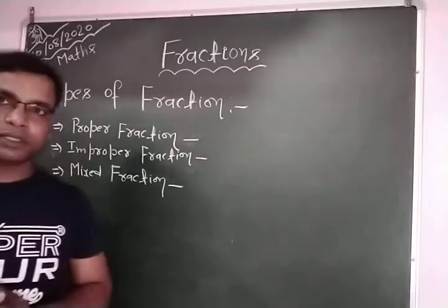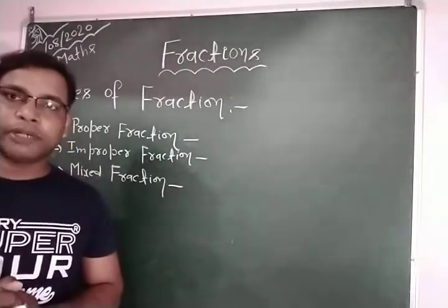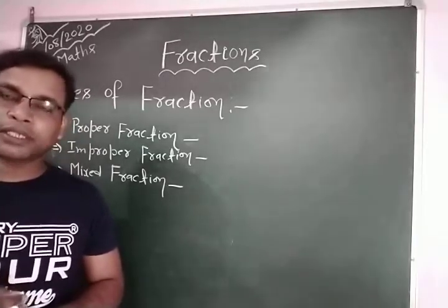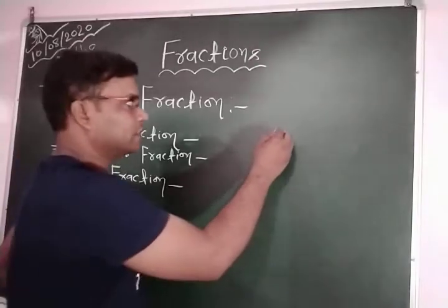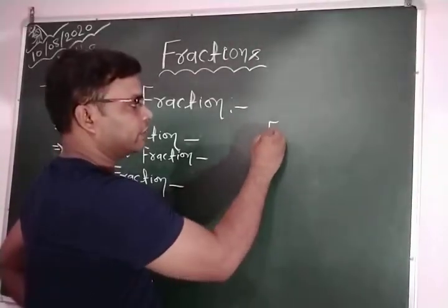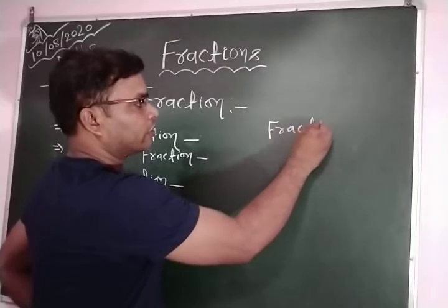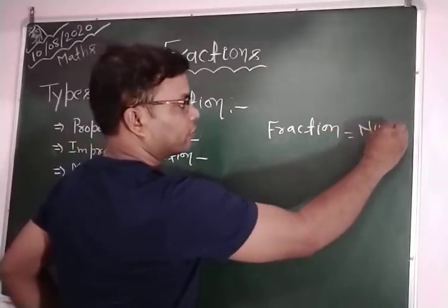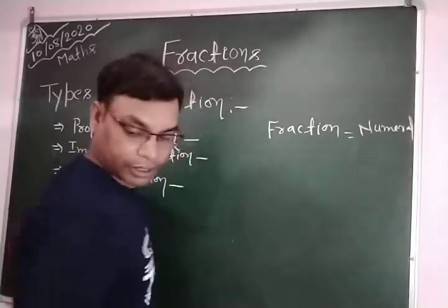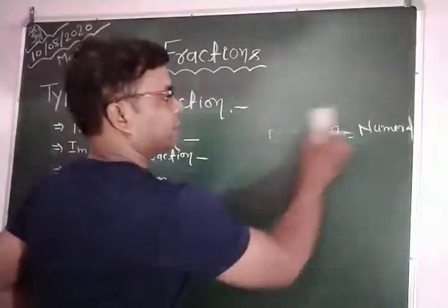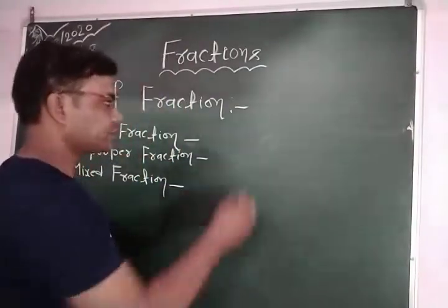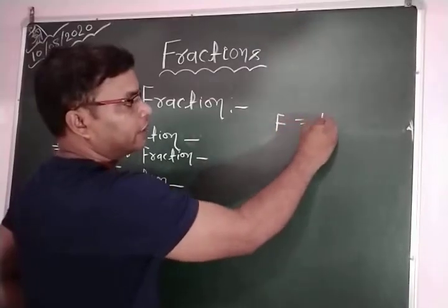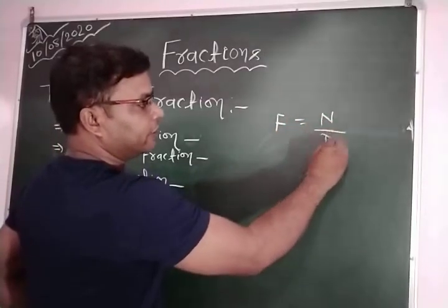So what is a proper fraction? A fraction whose numerator is greater than 0 but less than its denominator is called a proper fraction. So you can write fraction is equal to numerator by denominator. Wait 1 minute please. This is fraction. F represents fraction, N represents numerator, D represents denominator.